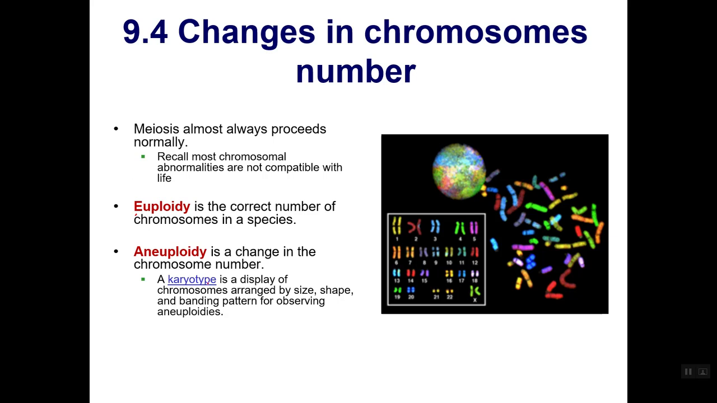There's a change, and we can visualize these changes on a karyotype, which we've already seen. So here is a picture of a karyotype. If I were to ask you, is this karyotype normal, what would you tell me? And the answer is yes. If you count up all of these chromosomes, there are 2 of each type, which is normal.